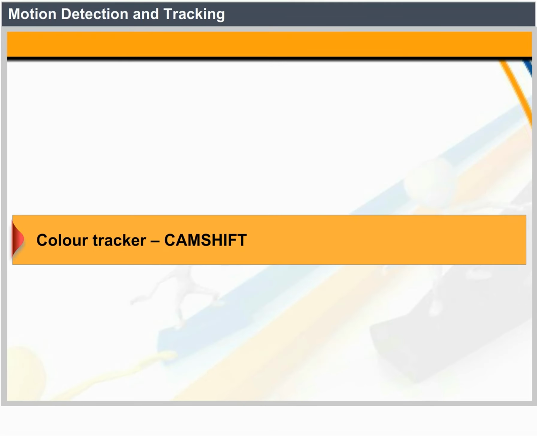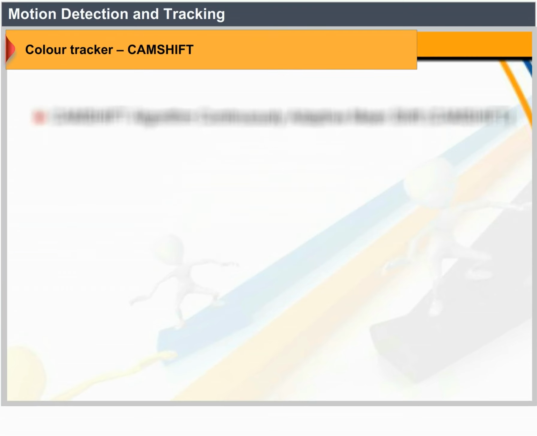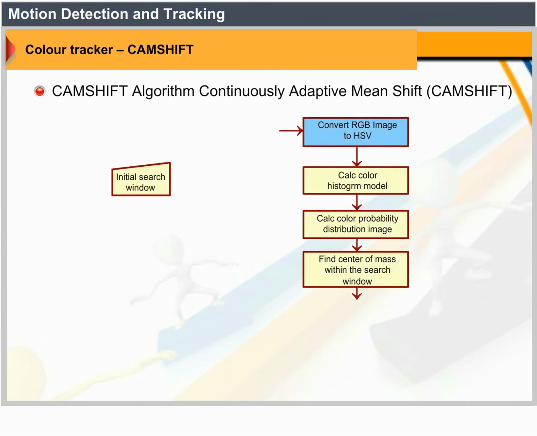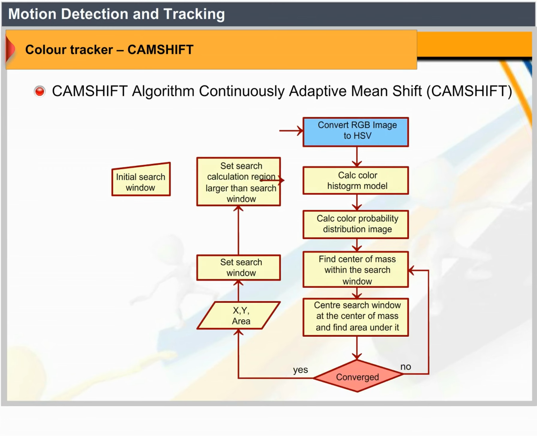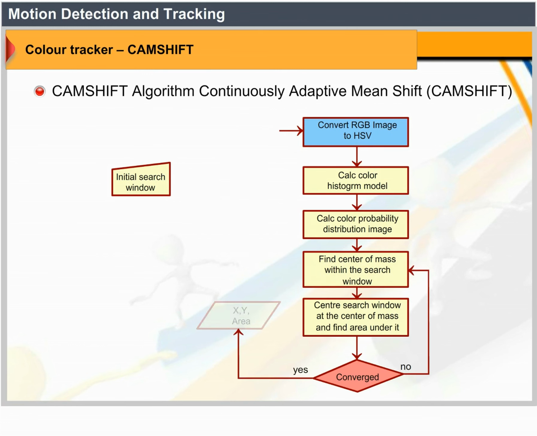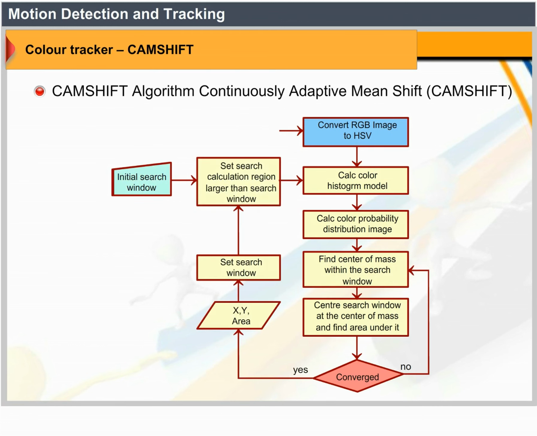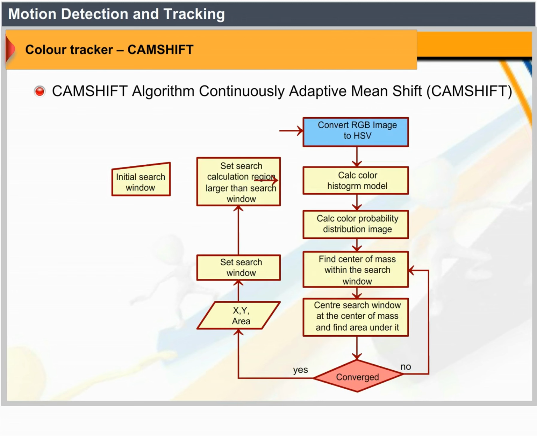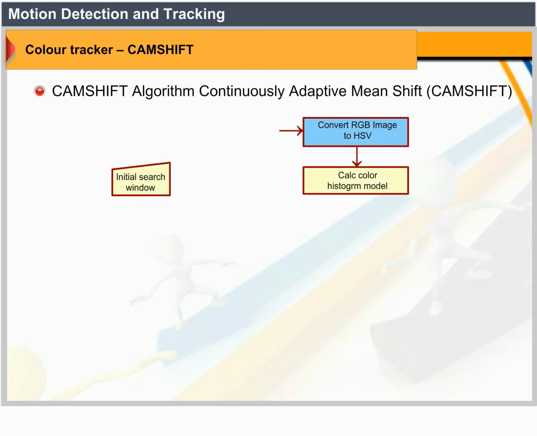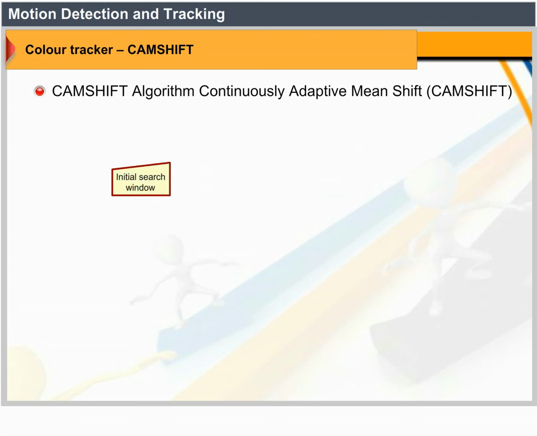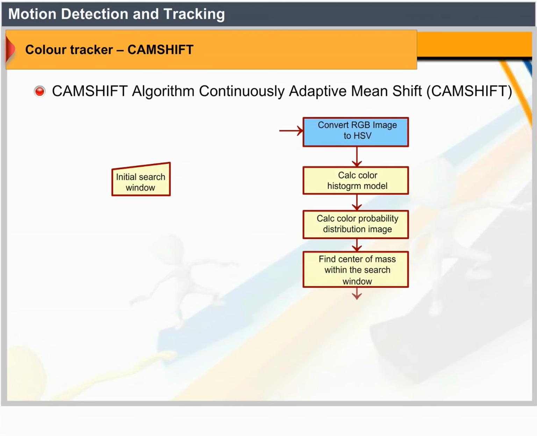Color tracker, CamShift. CamShift algorithm, continuously adaptive mean shift. CamShift algorithm: RGB image. Convert RGB image to HSV. Initial search window. Set the calculation region larger than the search window. Calculate color histogram model. Calculate color probability distribution image. Set search window. Find center of mass within the search window. X, Y, area. Center the search window at the center of mass and find the area under it.